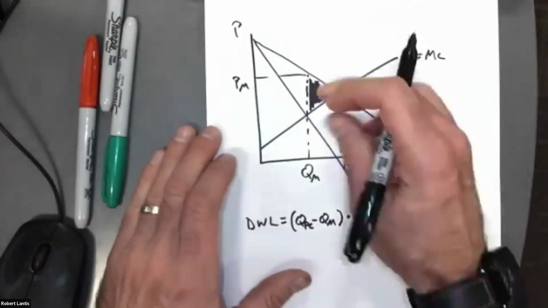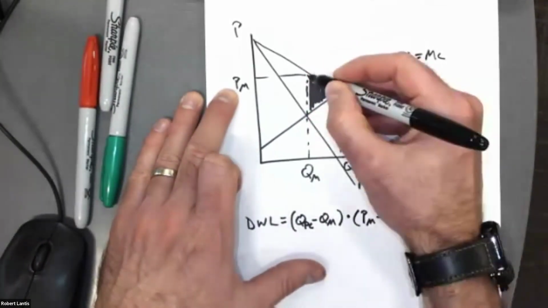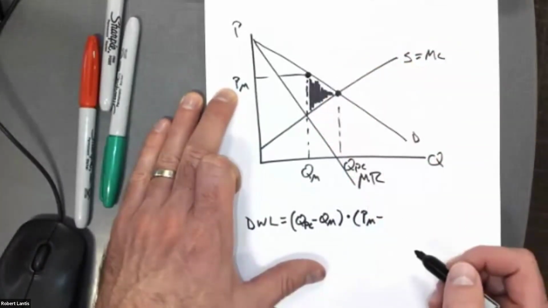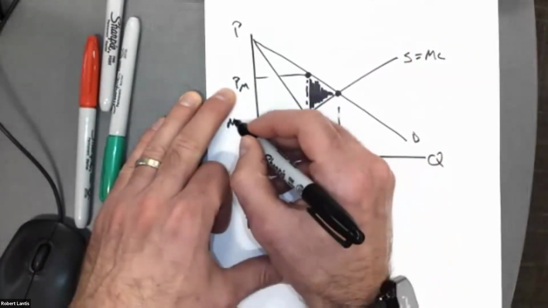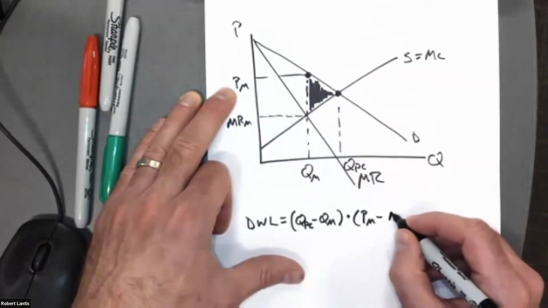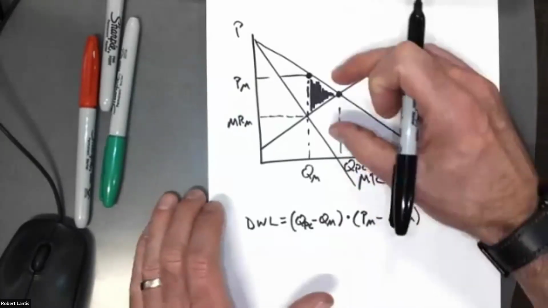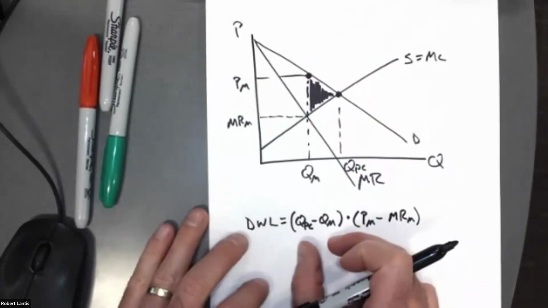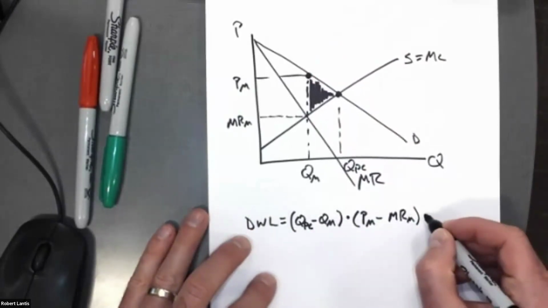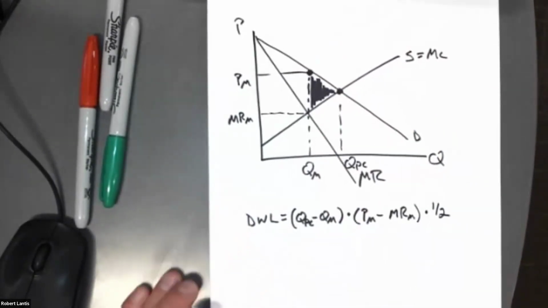Now, what is the height of this triangle always going to be? Well, it's always going to start out here at this monopoly price because they go up to the demand curve to set that price. And at that quantity, the bottom part will always be whatever that marginal revenue is for the monopolist at that quantity. So that difference between price and marginal revenue times the difference between the quantities of the two different types of markets. And then because it's a linear supply and demand curve, for the area of this triangle we always have to multiply it by 1/2. Okay.